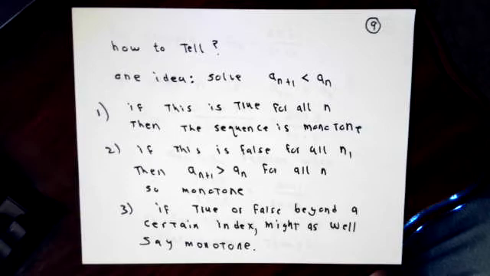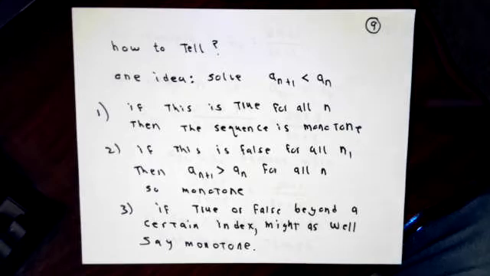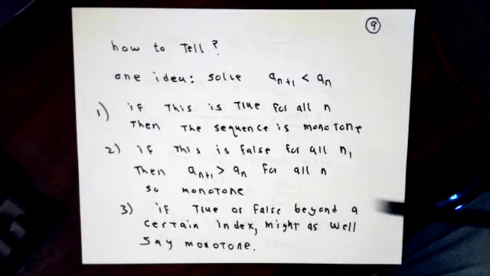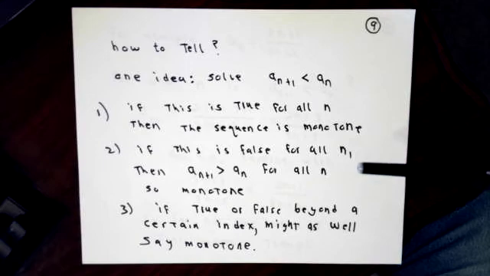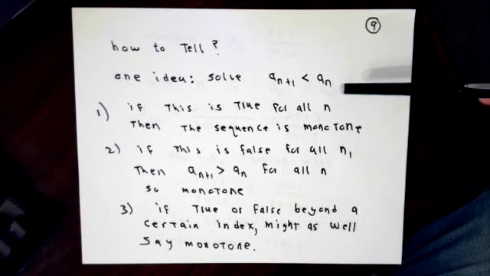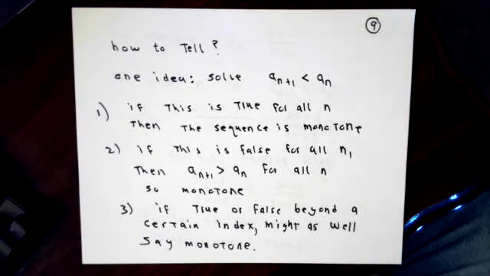How are we supposed to tell about this? One idea is to just do algebra. Write down an inequality that looks like this. Then solve that inequality and see for which n values it's true. If it turns out to be true for all relevant n values, then you've got yourself a monotone sequence. If it's false for all n, you also have a monotone sequence.